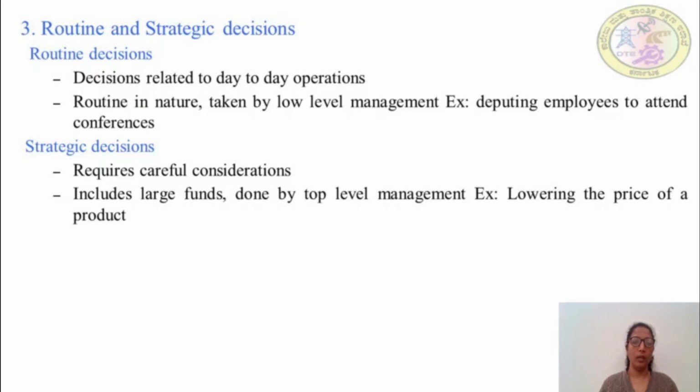The next classification is routine and strategic decisions. Strategic decision is a major choice of action concerning allocation of resources and contribution to the achievement of organizational objectives. Strategic decisions are major and non-programmed decisions having long-term impact. For example, lowering the price of a product. Strategic decisions are made by higher level managers.